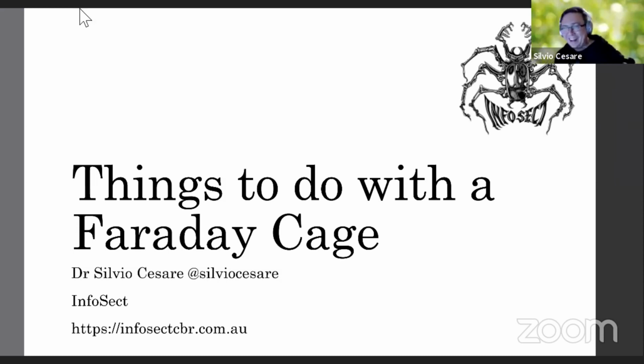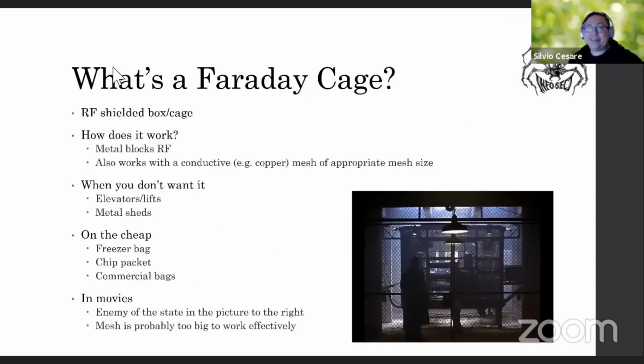Hopefully that makes up for all my lacking of dad jokes for the rest of the talk. So this talk is about things to do with a Faraday cage, which is a thing that I bought some months ago. So what is a Faraday cage? Basically, it's an RF shielded box or a cage. So it blocks RF. That's pretty much it. And how does it block RF? So the basic strategy is that a metal sheet blocks RF. And instead of a metal sheet, you can use some sort of conductive mesh with the appropriate mesh size to the wavelength or the frequency that you're blocking.